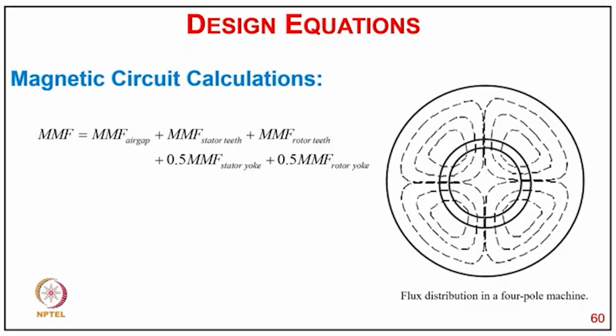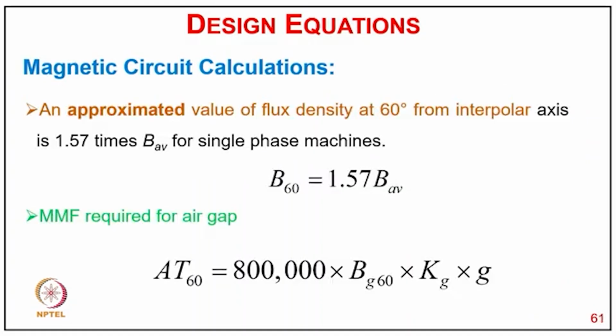You can say total MMF will be MMF for air gap plus MMF for stator teeth plus MMF for rotor teeth plus 0.5 MMF for stator yoke plus 0.5 MMF for rotor yoke. As you can see in the diagram, the flux path flows through different parts. So you have typically a stator core, then a stator teeth, then an air gap, and rotor teeth and rotor core.